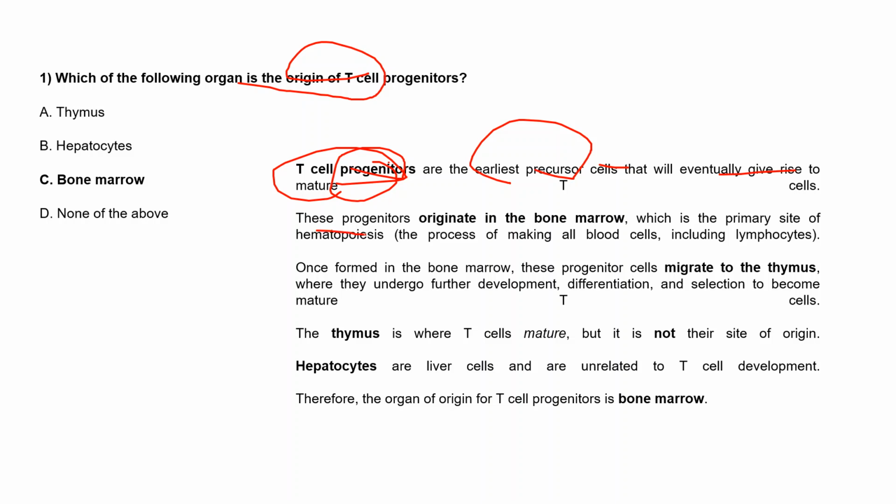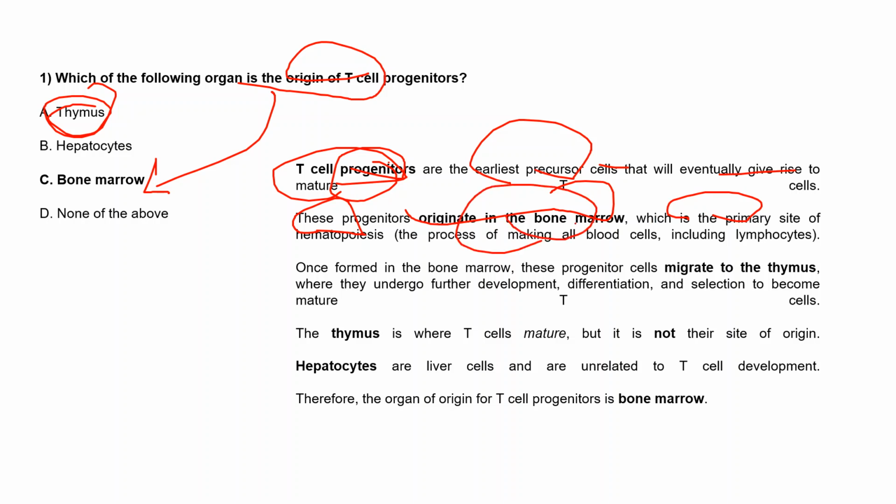These progenitor cells mostly originate in the bone marrow. After the origin, the further development happens in the thymus. These progenitors originate in the bone marrow, which is the primary site of hematopoiesis. We know the primary site where blood cell formation happens is called hematopoiesis, and that happens in the bone marrow only. The process of making all the blood cells, including the lymphocytes, happens inside the bone marrow.